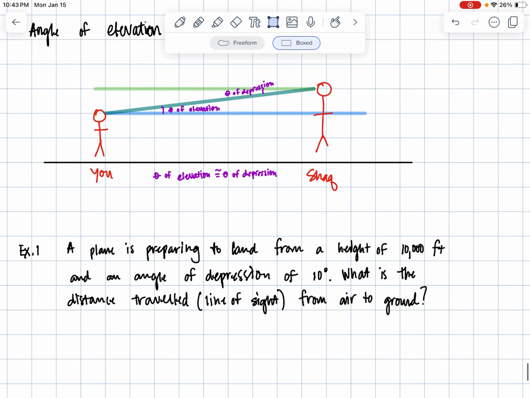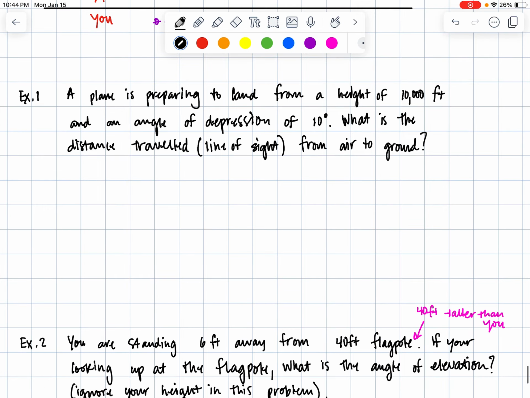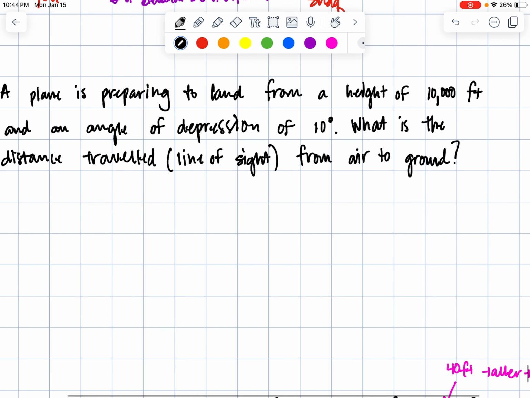So, knowing that, your head tilts up to see him, angle of elevation. Shaq's head tilts down to see you, angle of depression. Knowing that, we could actually use this concept, this term, to do a whole bunch of trig problems. So for instance, a plane, and whenever you're doing word problems, I highly recommend that you draw a picture. So in this first example, a plane is preparing to land, so let's draw a plane.